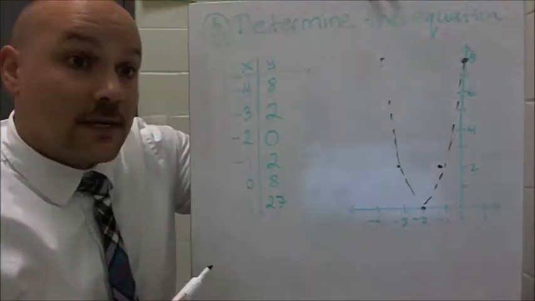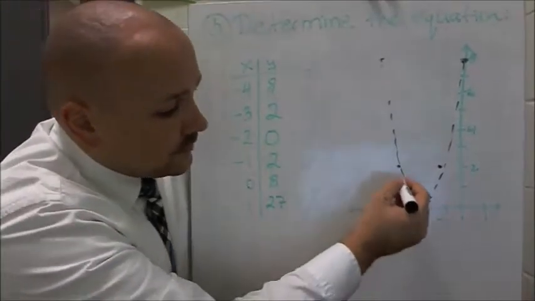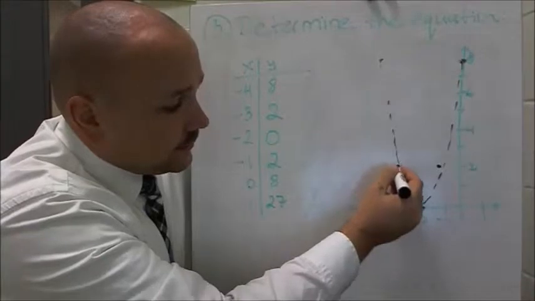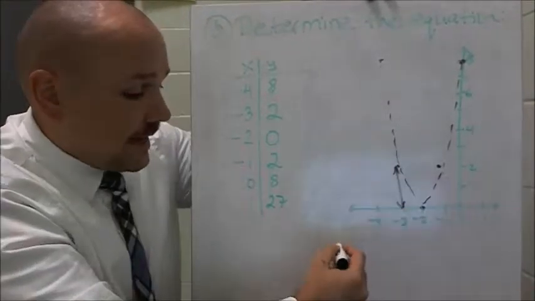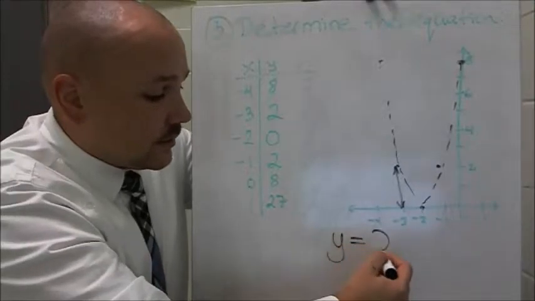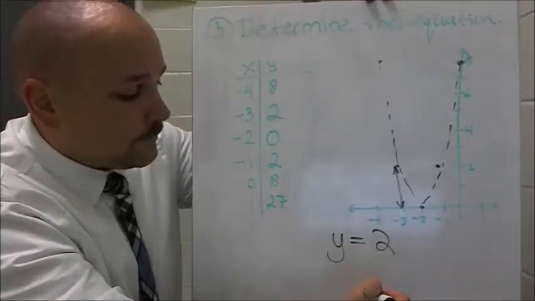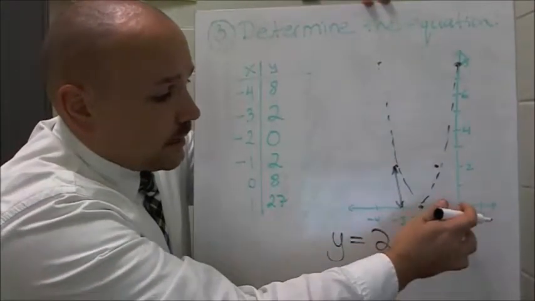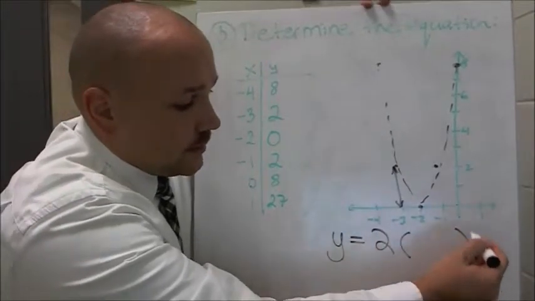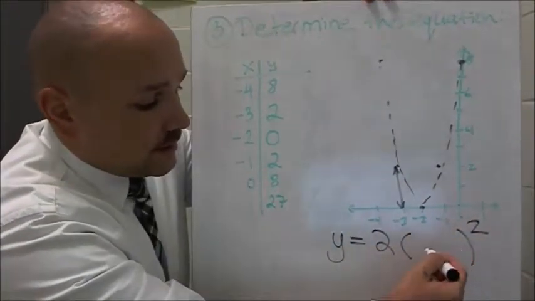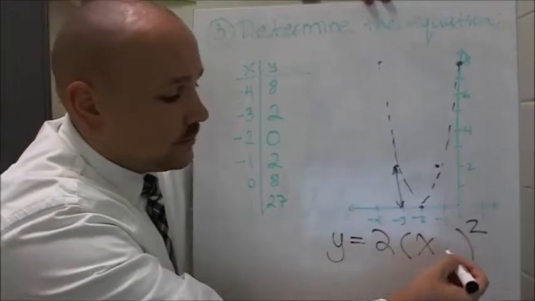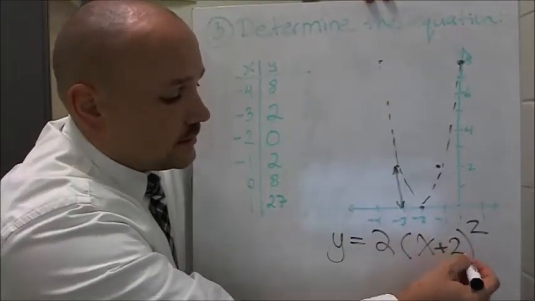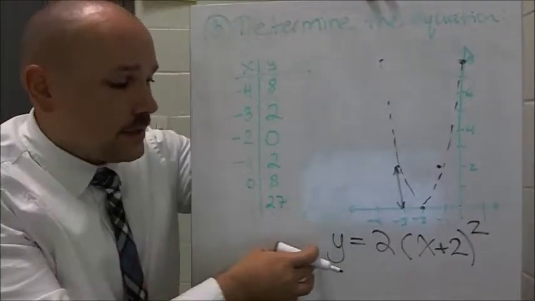So now we have to figure out the equation of that parabola. First of all, you see the step pattern: when I went over 1, I went up 2. That means the a value is 2. So I'm going to start with 2. And the other part is I've moved the parabola to the left by 2. So what is the number in the bracket? Well, it's x, and remember, to move something to the left 2, it has to be plus 2. So there's our equation.